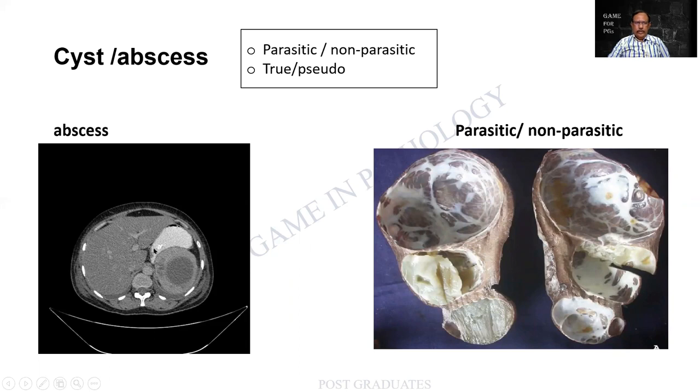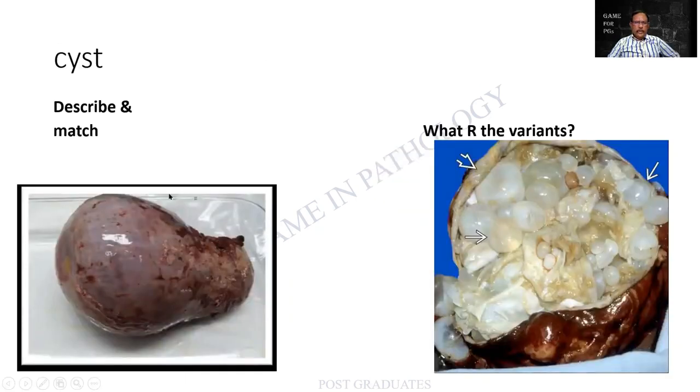So this is a radiological picture of the spleen, and in which there is a large abscess that is almost replacing it. So it can be parasitic, it can be non-parasitic, it can be true or pseudo. Look at the spleen. So I find that there are multiple cystic lesions. The inner wall is quite smooth, so there are multiple cystic lesions. So what can be the differential diagnosis? We shall be seeing. Look at this specimen.